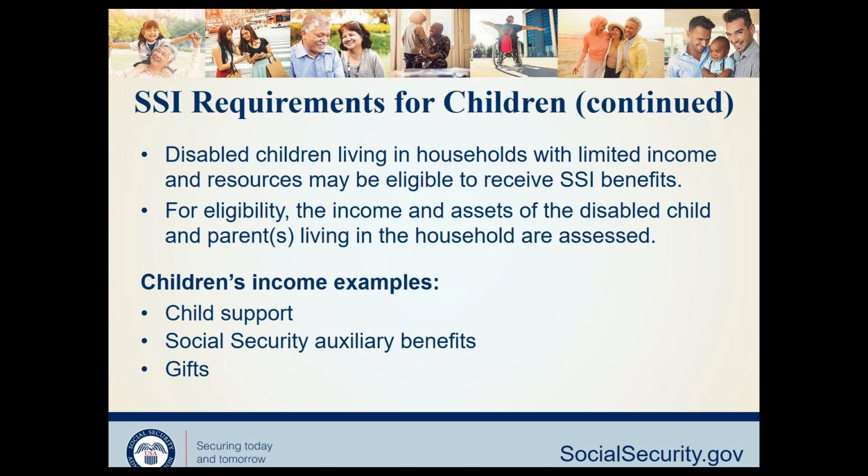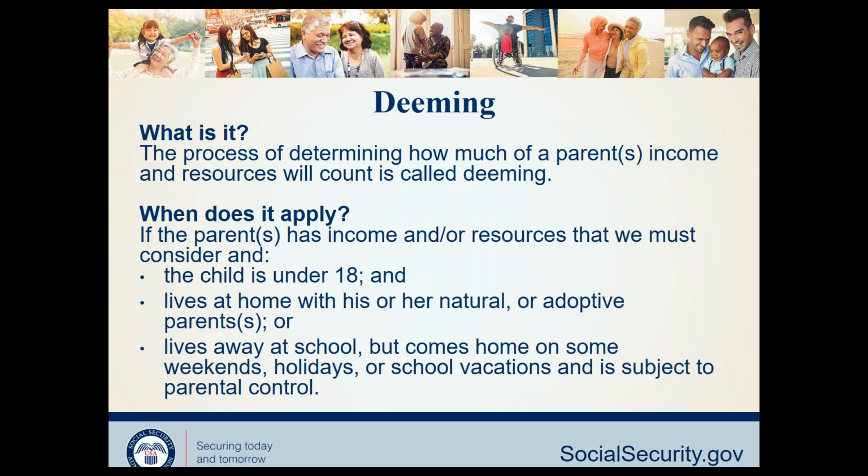Disabled children living in a household with limited income and resources may be eligible to receive SSI benefits. The eligibility, income, and assets of the disabled child and parents living in the household are assessed. If I have a child in my household, that child may or may not have any income. Income to the child could be child support, benefits they may be receiving off a parent's record, or gifts they're receiving. That's considered income, which could affect what they can receive from Social Security. The parent's income could also affect the benefits that the child could receive from that program as well.